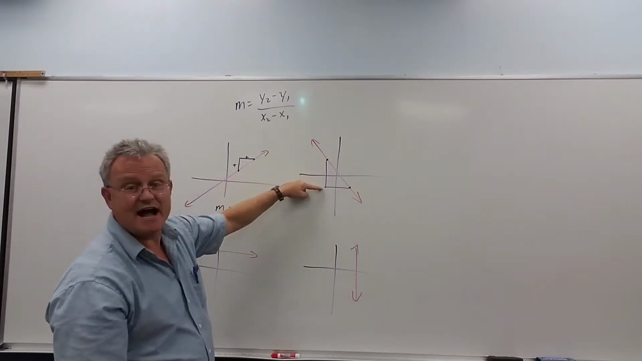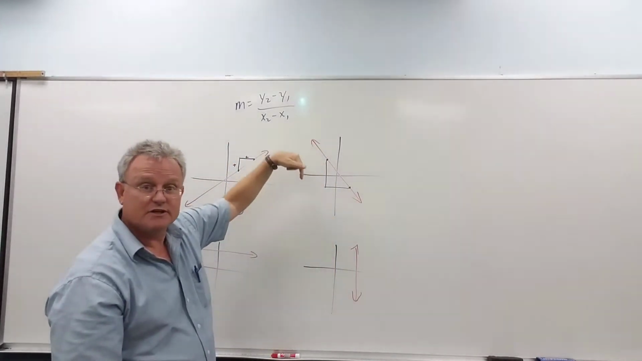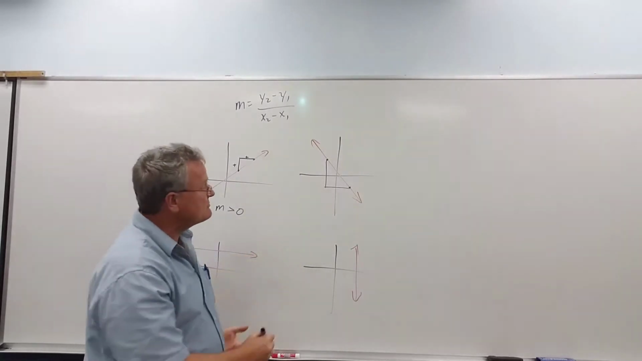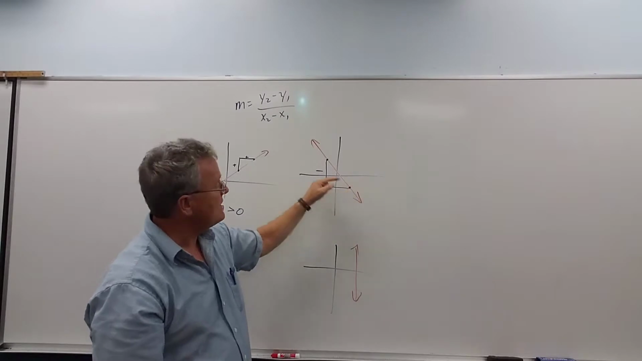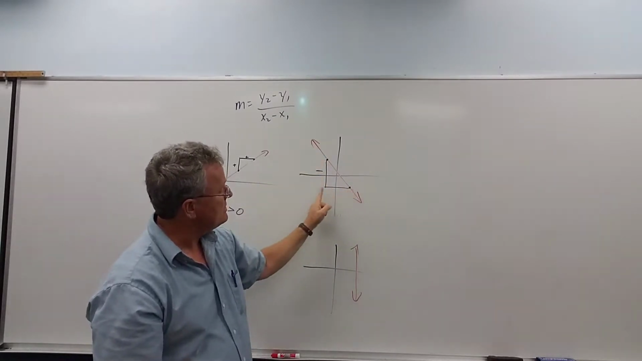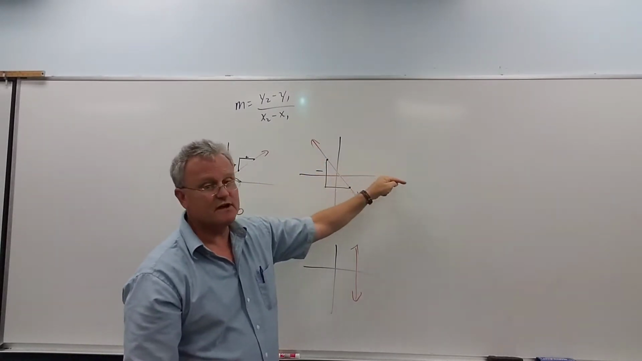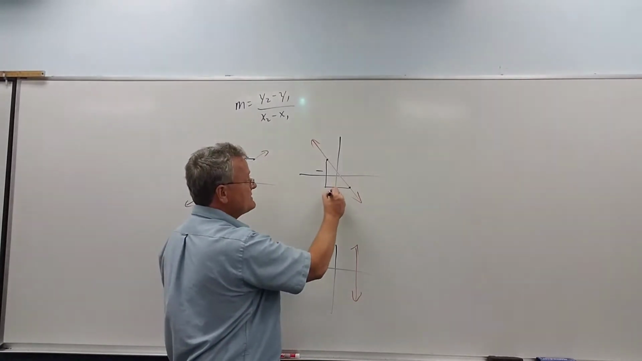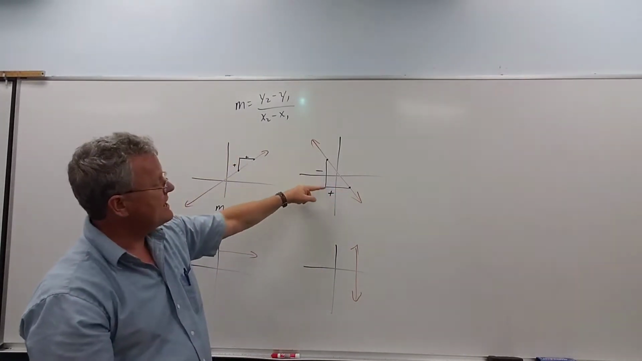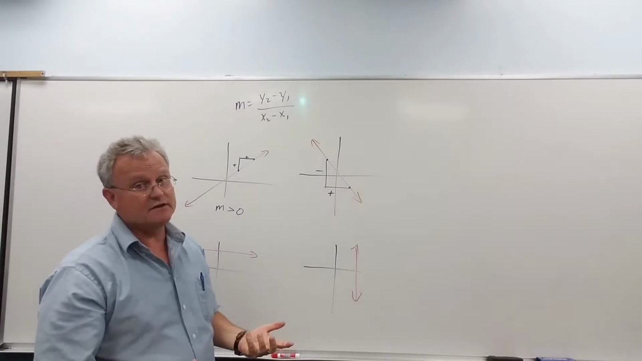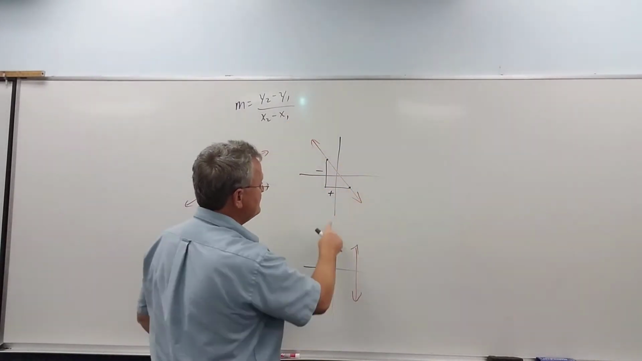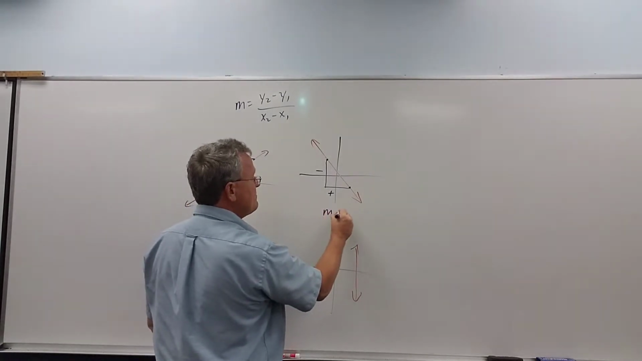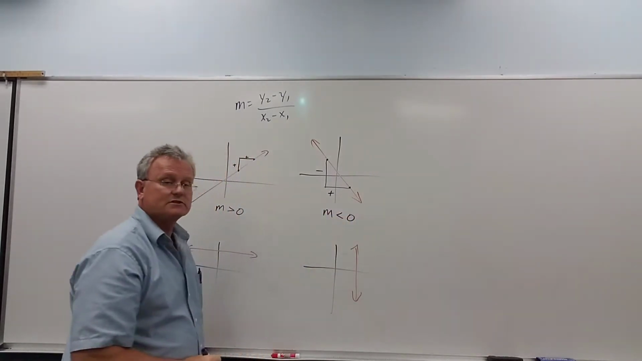Well, when you go down, your y values are getting smaller. That's a decrease. That's a negative. When you go to the right, so down and then to the right, the x values are getting bigger. That's an increase. That's a positive. A negative over a positive is a negative. So whenever a line falls to the right, the slope is negative, or it's less than 0.